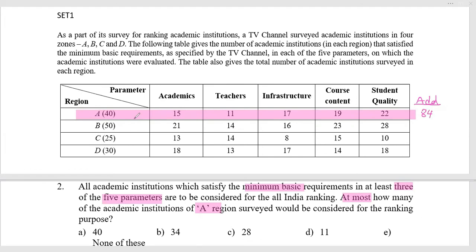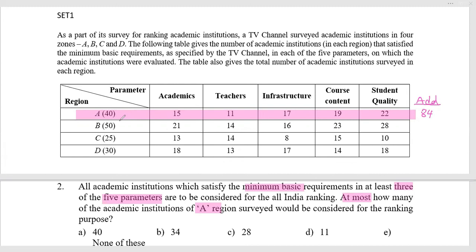So here we can see that in a classroom of 40 students, I have to distribute 84 chocolates. And it has not been mentioned that each institute has to satisfy a minimum of 1 criterion. That is not mentioned. So there may be some students who have not received any single chocolate.